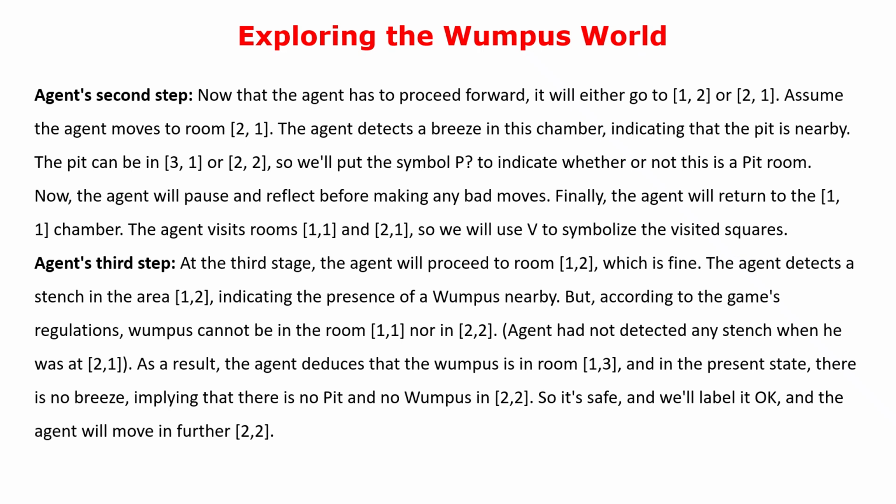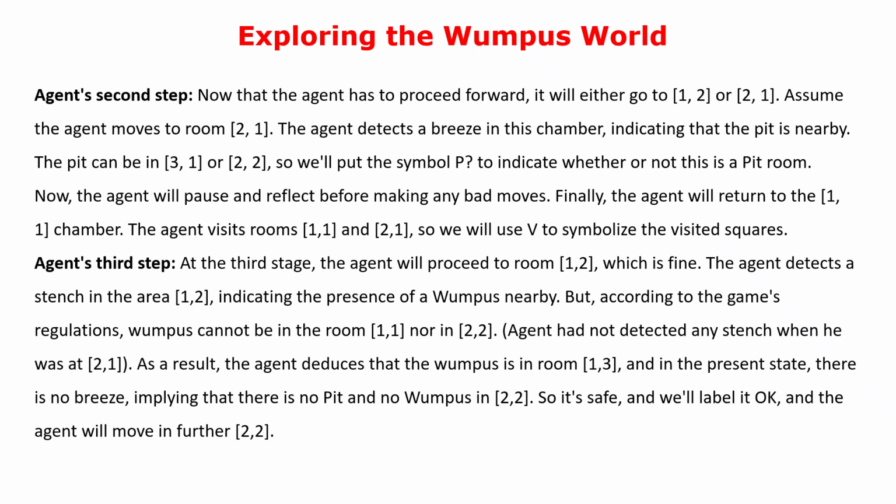So the pit can be at either 3 cross 1 as well as 2 cross 2, and we put the symbol P to indicate a pit room. Now the agent will pause and reflect before identifying whether it is a pit, and will go back to 1 cross 1. You already entered and visited it, and it can be represented as OK, 1 comma 2.